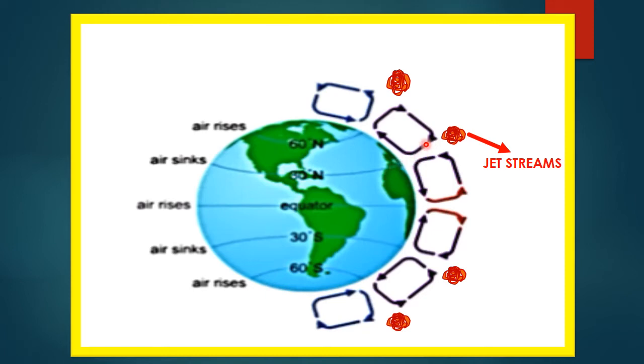So we have jet streams at 30 degrees north and also a jet stream formed near the poles at 60 degrees north. So there are polar jet streams and subtropical jet streams both in the north and south of the equator.